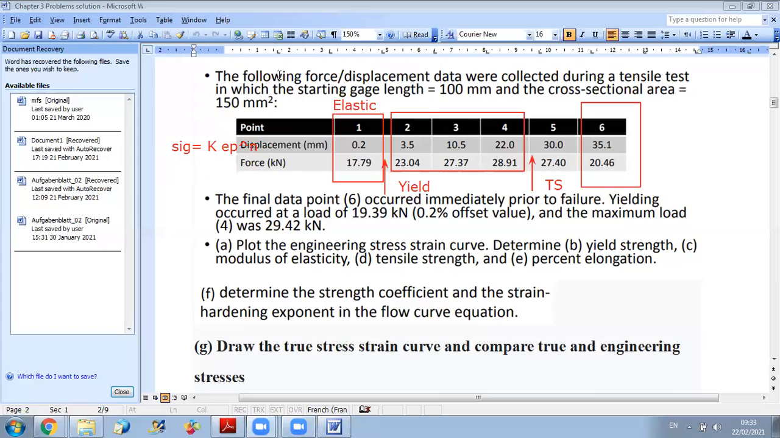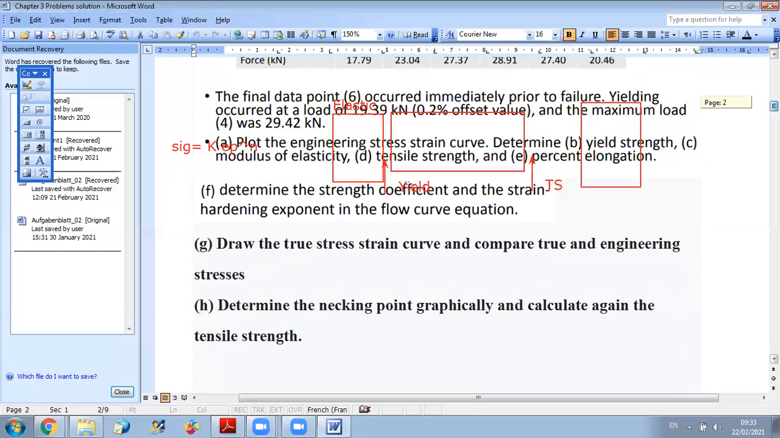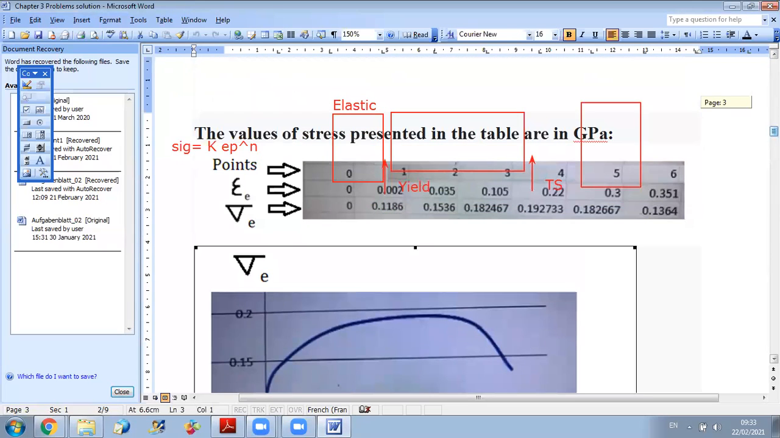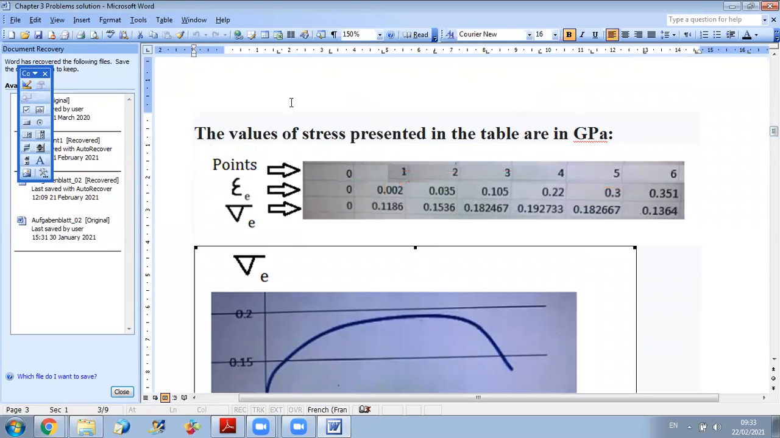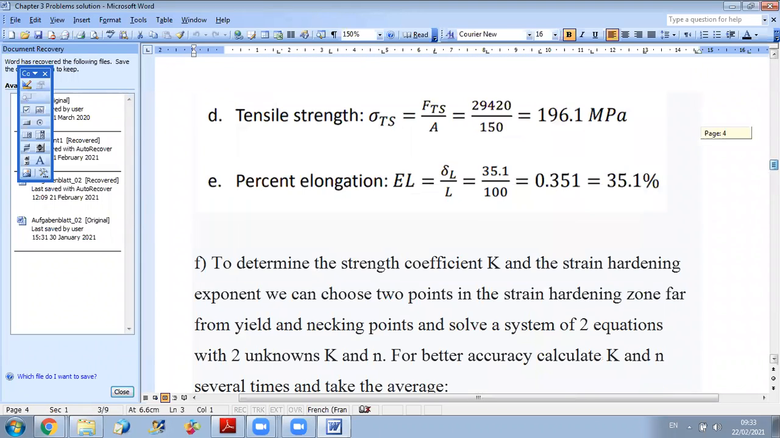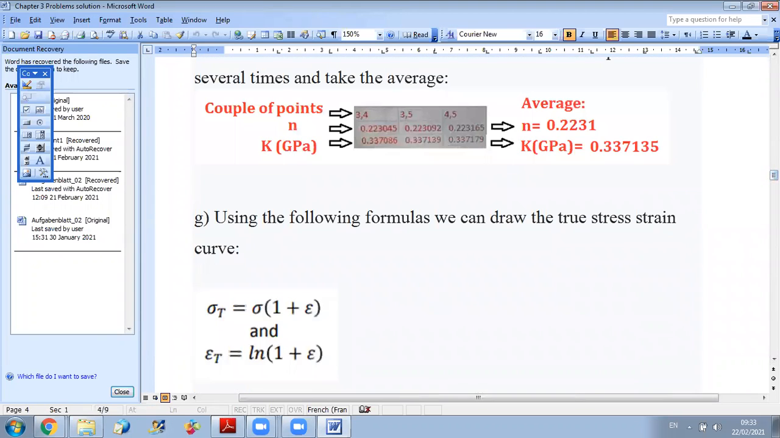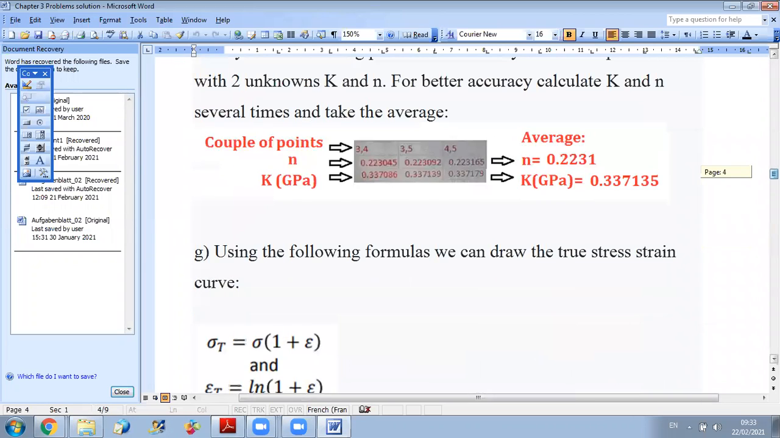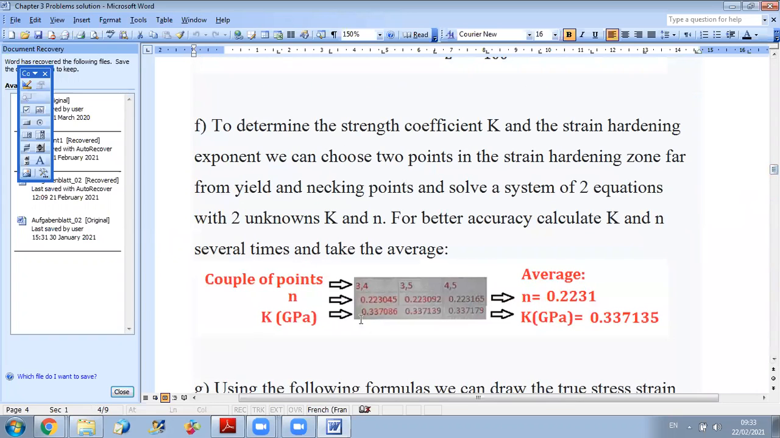So for example, here this is the value of force, so you should go to the table of stress. Of course, you will not take the table of sigma engineering. You should find the table of sigma true. So you should calculate the value of sigma true in this case to be able to perform this operation and calculate n and k. I cannot take sigma engineering. I should take true values.